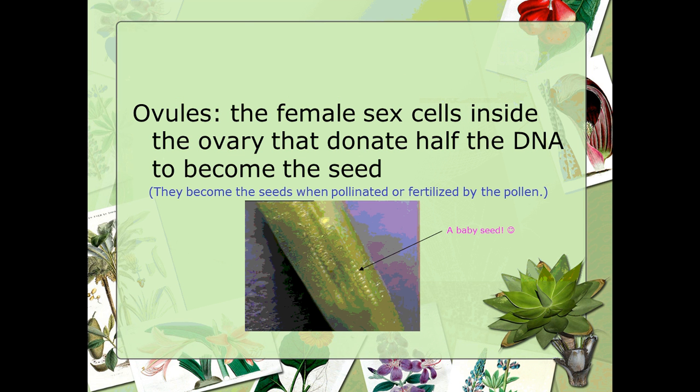Ovules are the female sex cells that are inside the ovary. They donate the other half of the DNA that's necessary to form a seed. So half comes from the pollen, half comes from the ovule. They become seeds once they've been pollinated or fertilized by the pollen.